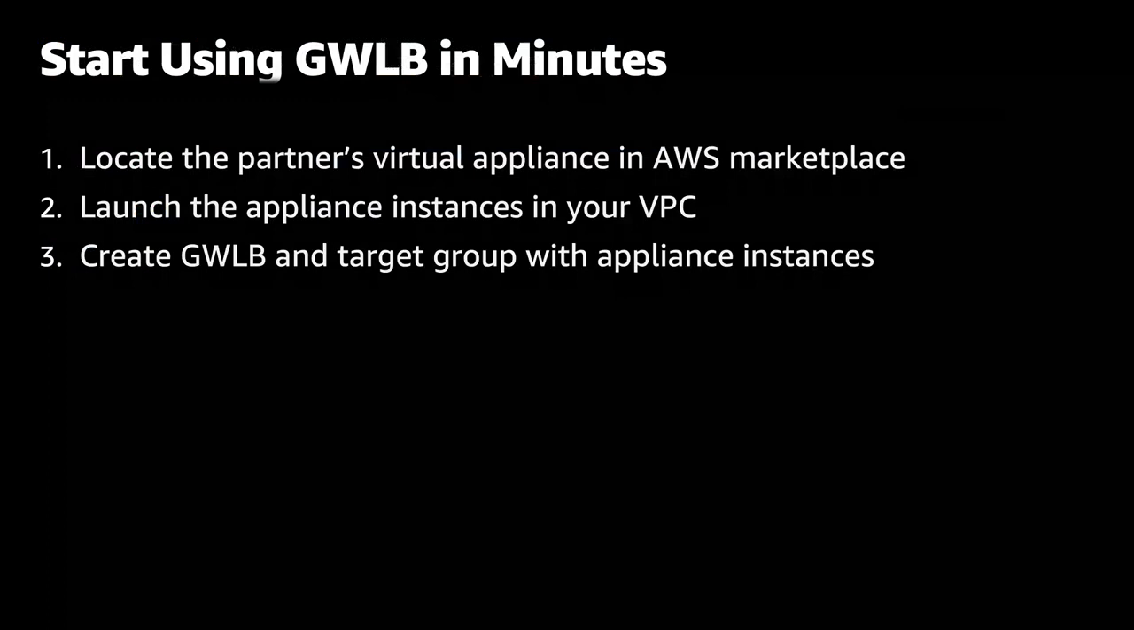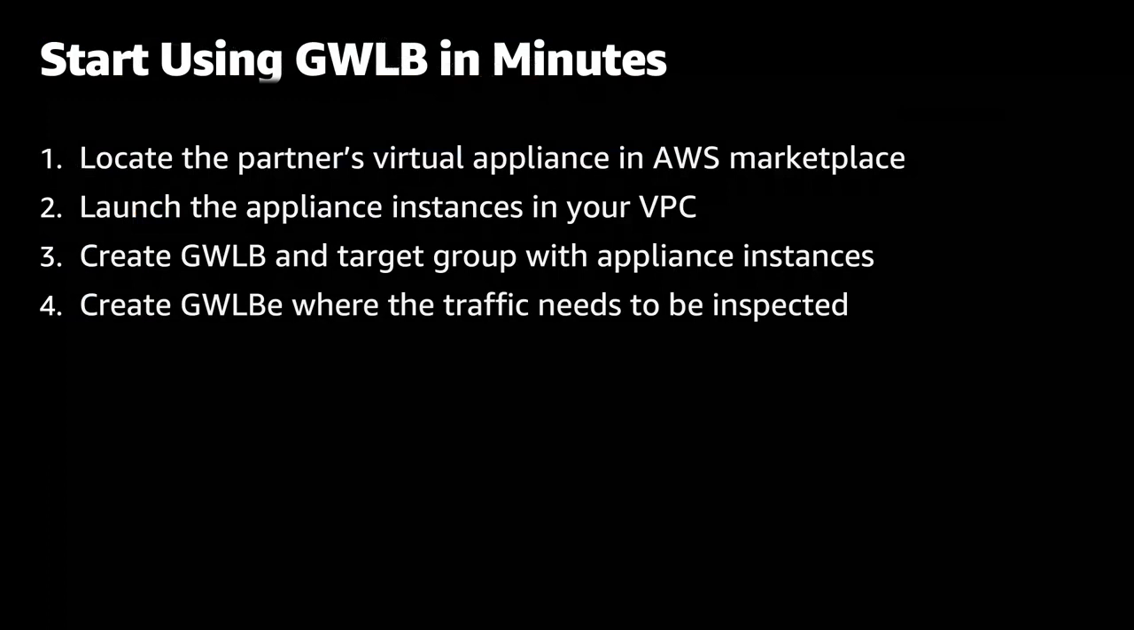Now that you created your gateway load balancer, your target group, and registered your appliances as targets for this gateway load balancer, let's now go create the gateway load balancer endpoint in the VPC in which the traffic needs to be inspected as it egresses out to the internet. Let's head back to the AWS console.